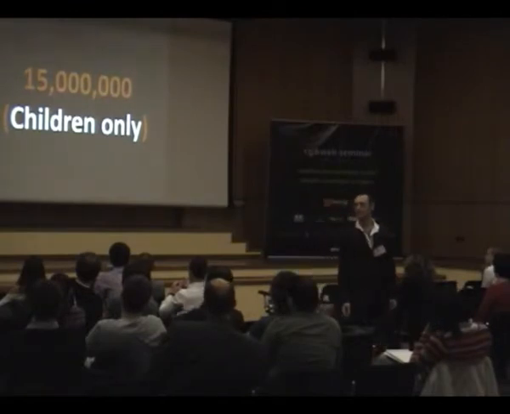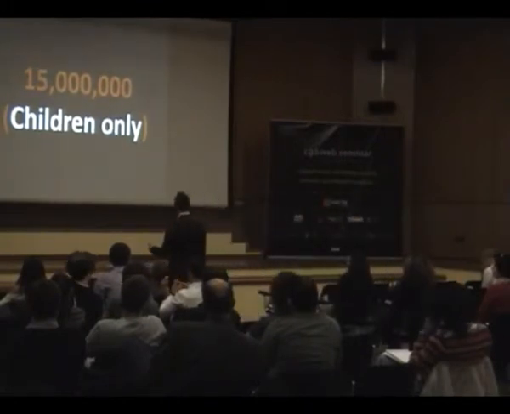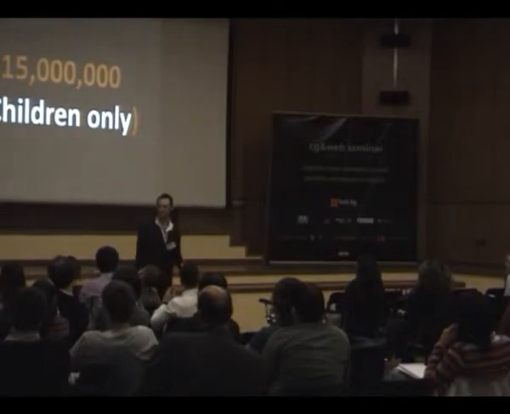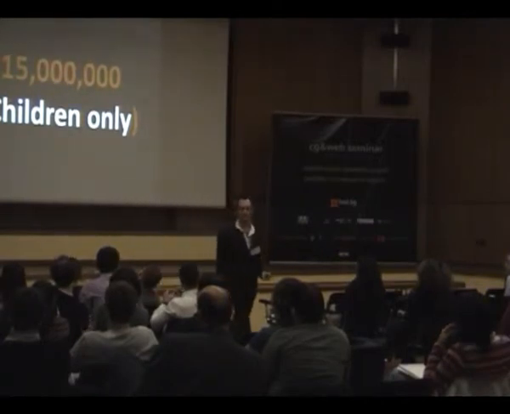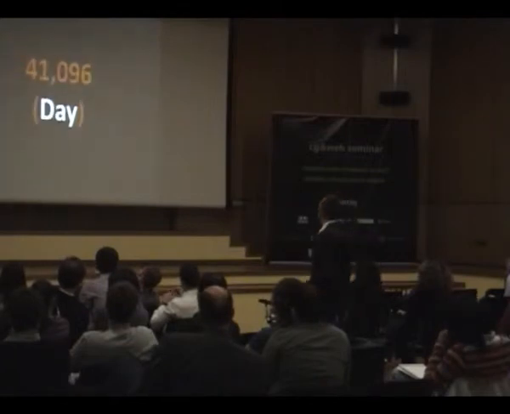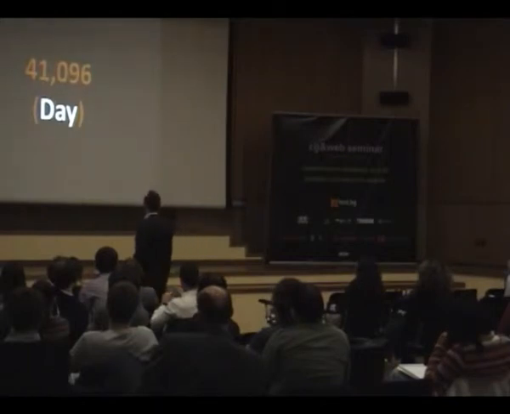15 million. That's the number of children, just children. I'm not talking about adults, I'm not talking about teenagers. This is the number of children estimated in 2009 that die every single year of malnutrition. They're starving to death and they die. 15 million. Let's break that down to make it more manageable, okay? That's 41,096 children per day.